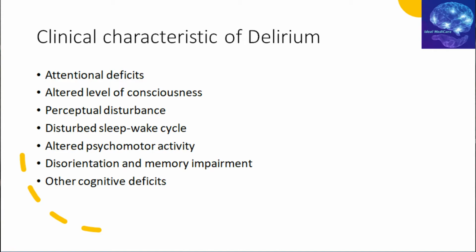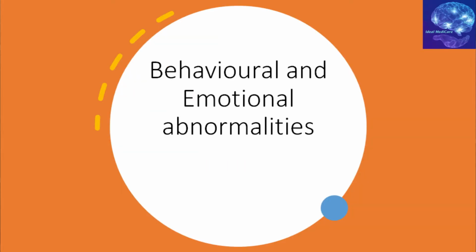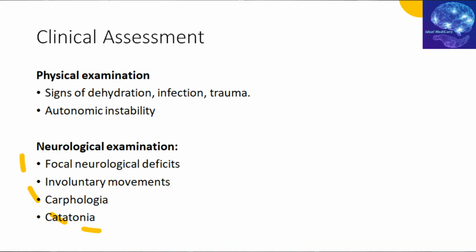There could be other cognitive deficits. As we discussed, they may be having baseline deficits as well. So behavioral and emotional abnormalities, as we discussed, are something more noticed by the family or the nurses, because they may be hyperactive sometimes, or very somnolent at other times. And sometimes they are having psychosis and hallucinations. So for the clinical assessment, when we have a good history from the nurse or the family, we're going to do the physical assessment of these patients.